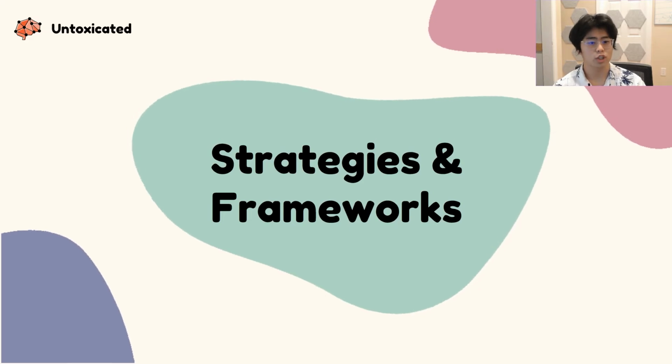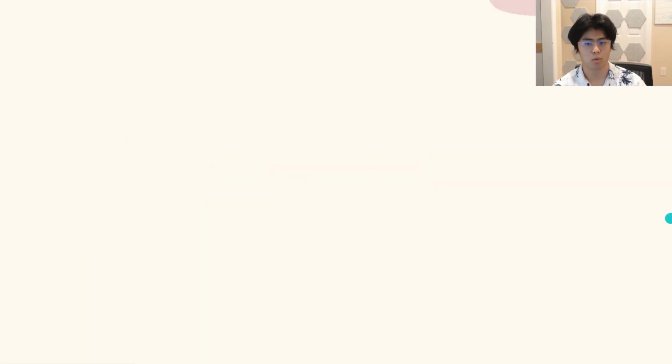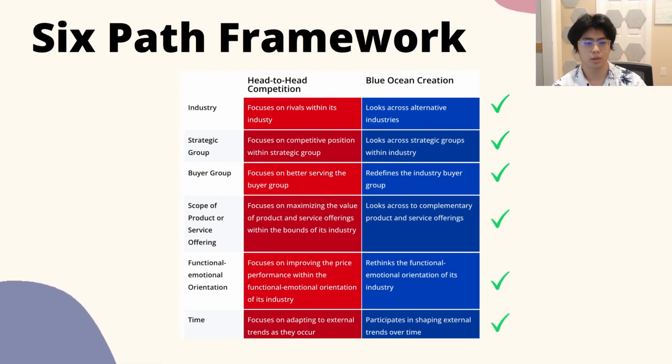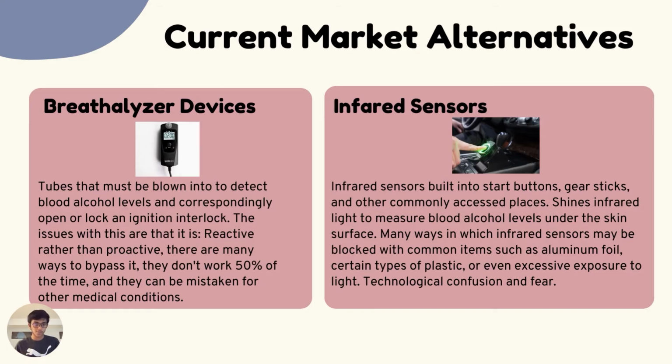Moving on, we have the strategies and frameworks that Untoxicated uses. First off, we have the 6-path framework. Untoxicated strategically follows the 6-path framework, which allows us to successfully identify different ways to look at the market and cover untapped opportunities. There are 2 prominent current market alternatives, with the first one being breathalyzer devices. These devices are only installed in the cars of people who have already been convicted of drunk driving, which means they are reactive rather than proactive and only happen after an accident has already occurred.